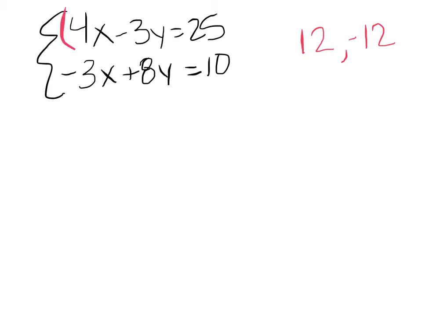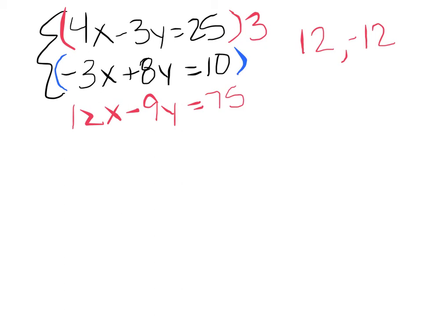So to multiply the top one to make positive 12, we need to multiply it by 3. So we get 12x minus 9y equals 75. Now the bottom equation, we need to make the opposite of 12x, which is -12x, and so in this case we need to multiply it by 4. So we get -12x plus 32y equals 40.